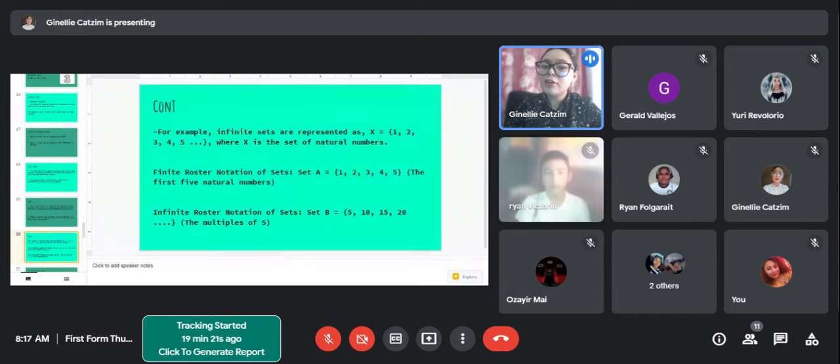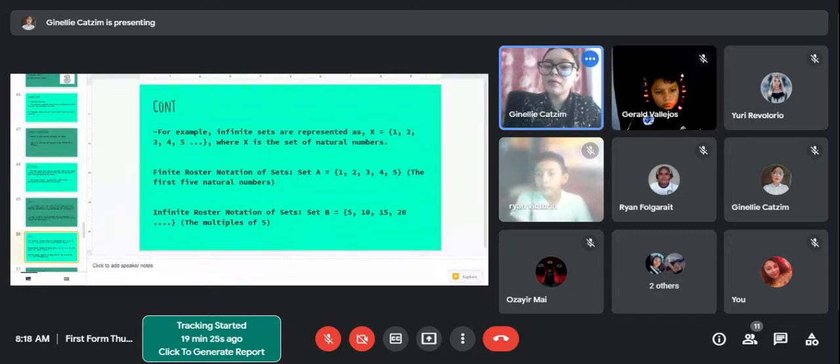So in finite roster notation of sets, as I mentioned, it doesn't end with the 3 dots. Why? Because it's finite. We can count them, right? So we have the first 5 natural numbers, {1, 2, 3, 4, and 5}. Those are in roster notation. Why? Because they have curly brackets and they are separated by commas, right?